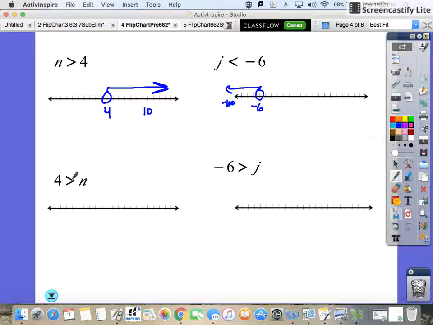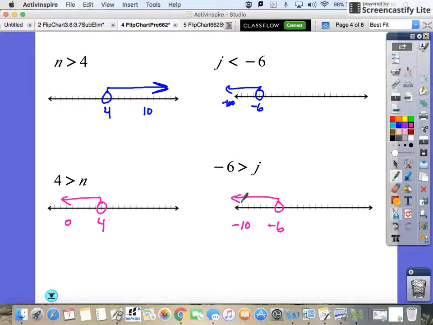Here we have the boundary point of 4 again. No equals, so we have an open circle. And this says that 4 is greater than n. The way I prefer to think of that is that n's smaller. So what's 4 bigger than? 4 is bigger than 0, so it's that way. Here, our boundary point is -6 again. No equals, so we've got an open circle. And it says j is less than that. Well, -10 is less, so we go that way again.